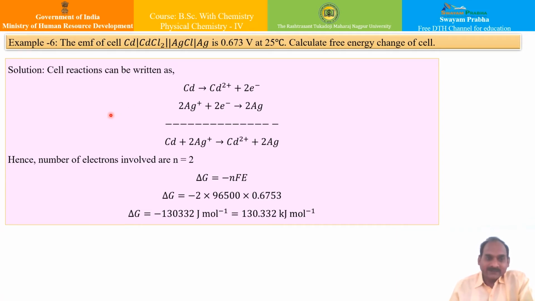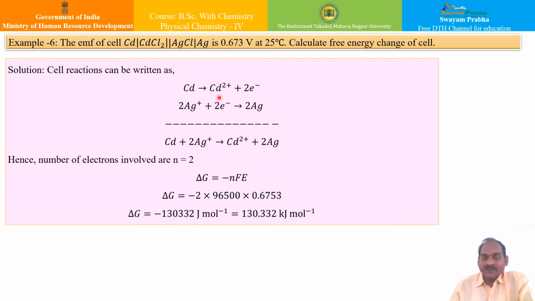Let us say that I have to calculate the free energy change of the cell. We will see how this relation can be applied. A very simple example: the EMF of the cell. This is a cell wherein a cadmium electrode is in contact with the cadmium ion solution, and a silver electrode is in contact with the silver ion solution, and both are in contact with each other through a salt bridge. The EMF of this cell is given as 0.673 volts at 25 degrees centigrade. Now we need to calculate the free energy change of the cell. So we can write down the cell reaction.